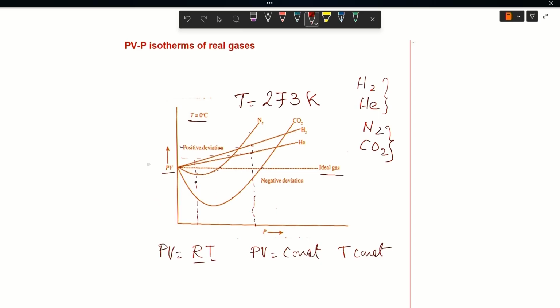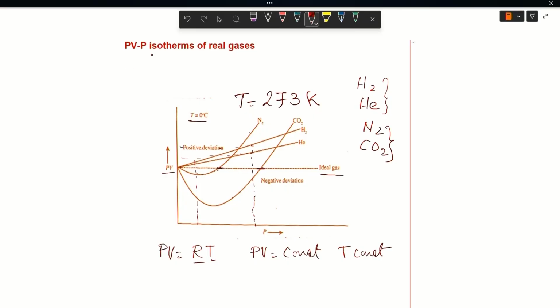So, here you can say that they show a negative deviation. Up till this point in the case of nitrogen, and for carbon dioxide up to this point, it shows a negative deviation, that is they are showing a value lower than that for an ideal gas. So, these are the PV versus P isotherms for real gases.